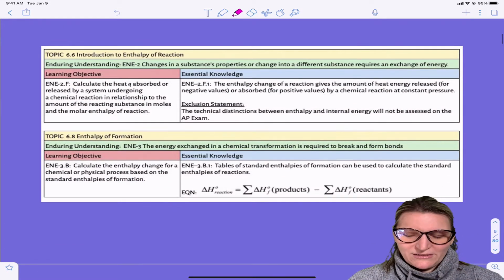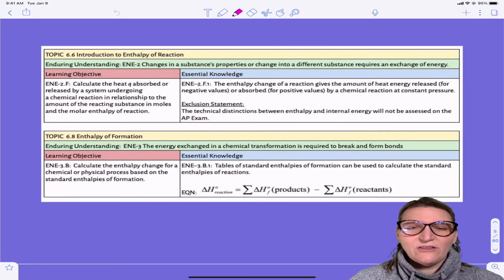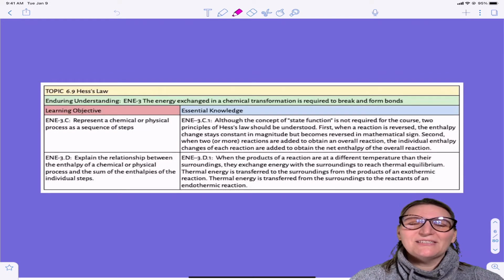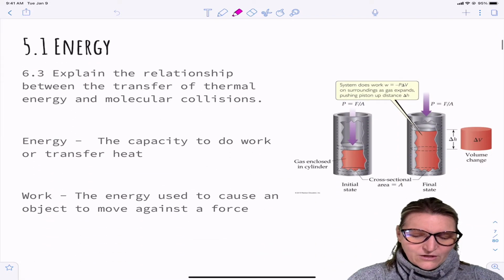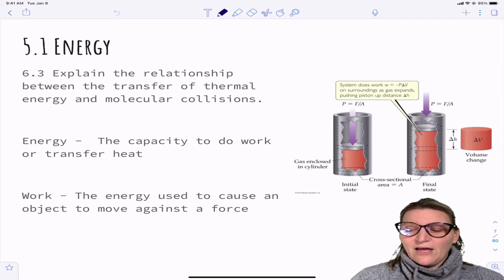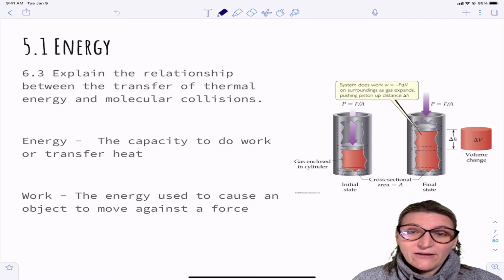This is the second way to find delta H, with the enthalpy of formation. And another way to figure it out, something called Hess's law. So the beginning of this unit is just going to be really getting some basic vocabulary down around what is energy, since thermodynamics is all about energy.